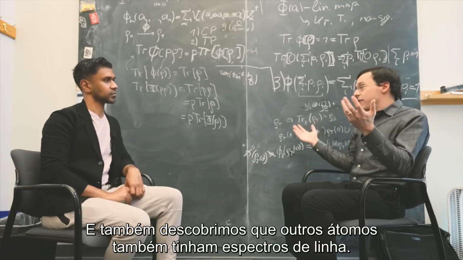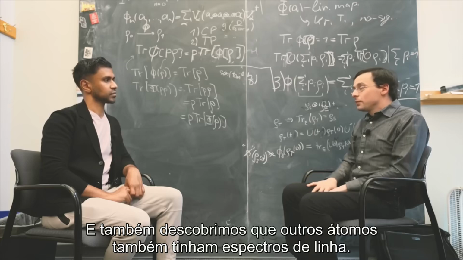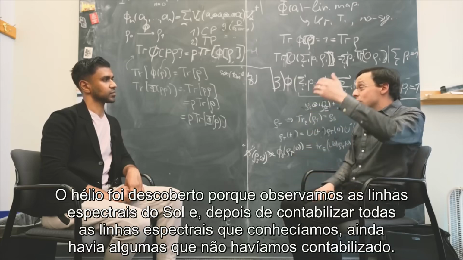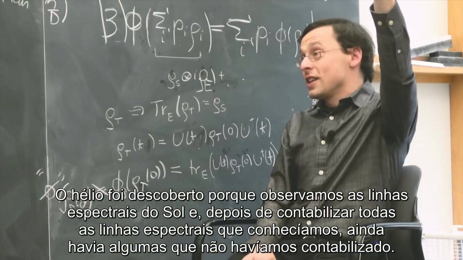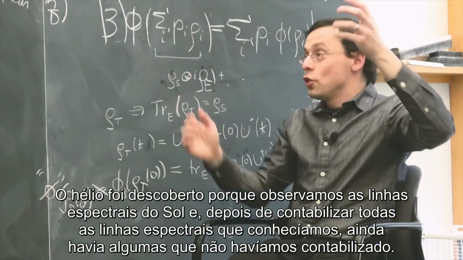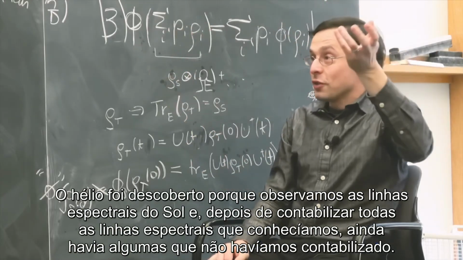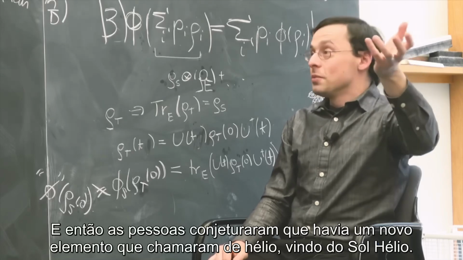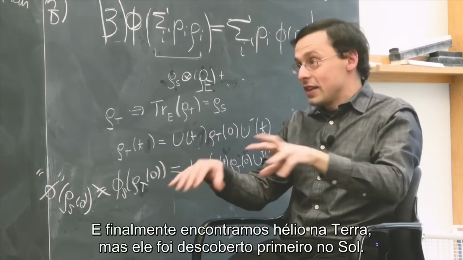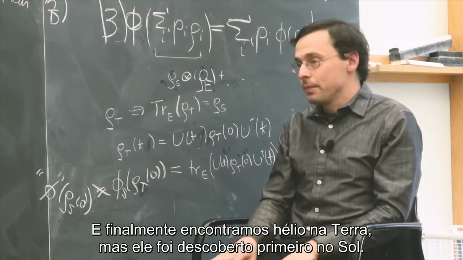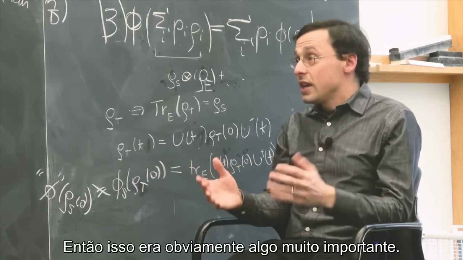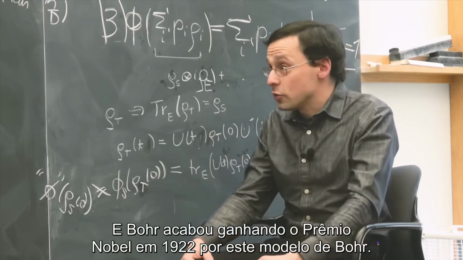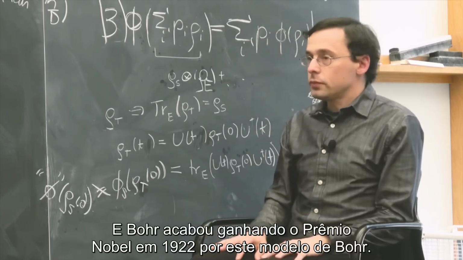And we also found that other atoms had line spectra as well. Famously, helium was discovered because we looked at the spectral lines from the sun, and after accounting for all the spectral lines we knew about, there were still some more that we didn't account for. And so people conjectured there was a new element. They called it helium, from Helios, the sun, and eventually we found helium on Earth, but it was first discovered on the sun. So this was obviously a very important thing, and Bohr ended up winning the Nobel Prize in 1922 for this Bohr model.